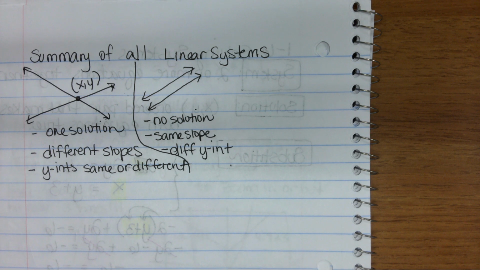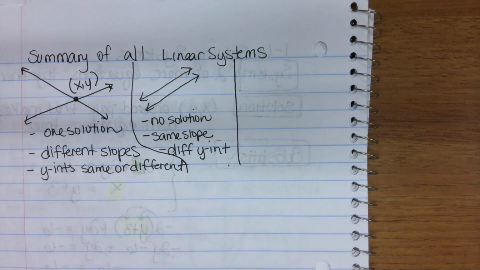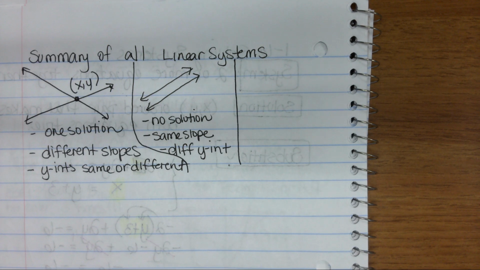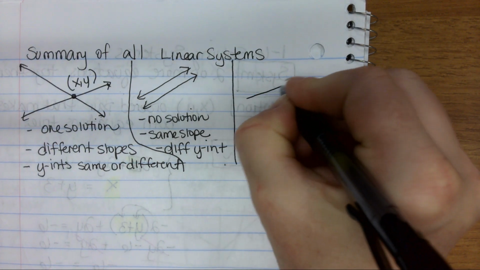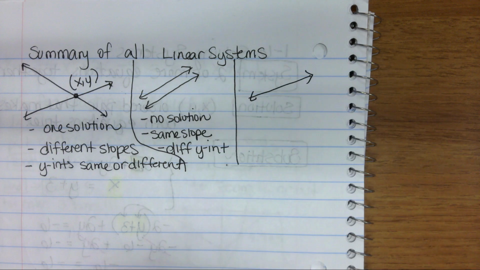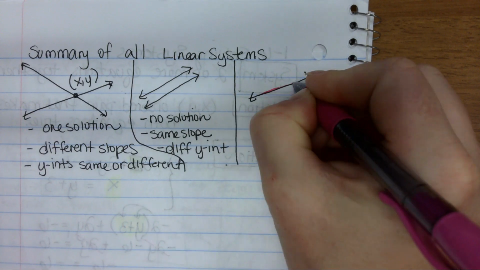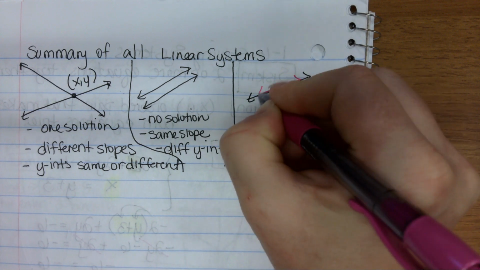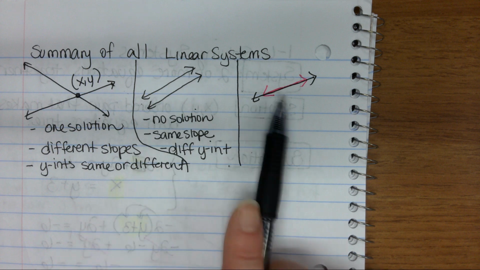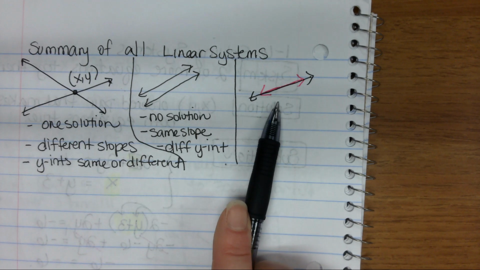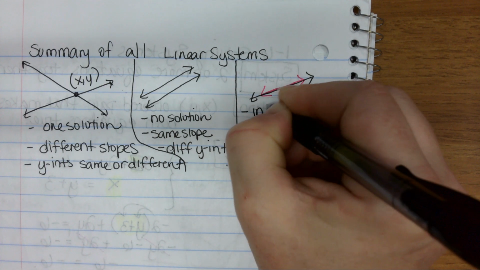Okay, and then last, when I draw this one, I usually use two colors, because typically we don't draw another line on top of a line, but that's what's happening. I have two lines in there. If I graph them, they're the exact same line. We call this coincident lines, or the same line, and this has infinite solutions.